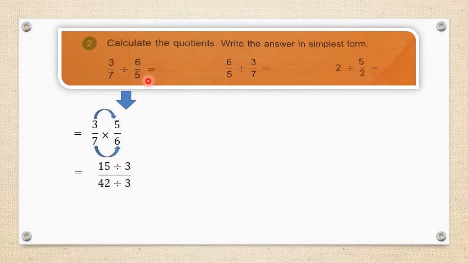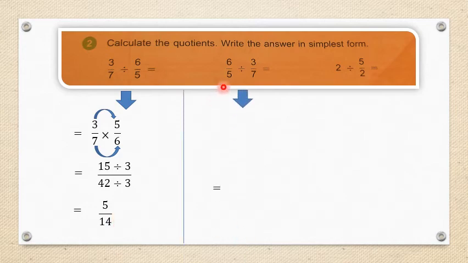Multiply the numerators by each other, so 3 times 5, 15, and the denominators by each other, 7 times 6 is 42. Since the sum of these digits is a multiple of 3, both of them can be divisible by 3. 15 divided by 3 is 5, and 42 divided by 3 is 14. We can't divide both the numerator and denominator by the same number anymore, so I can say that it's an irreducible fraction. Now, let's see the next one.